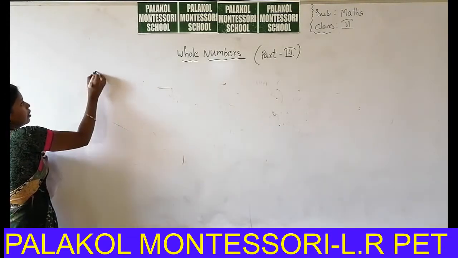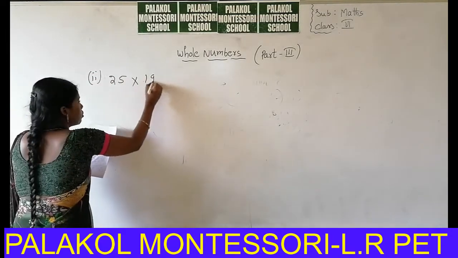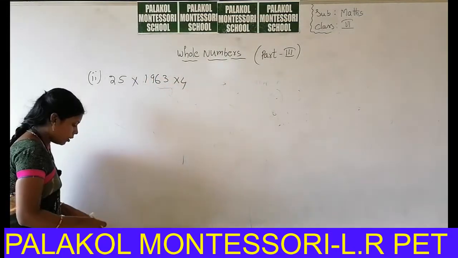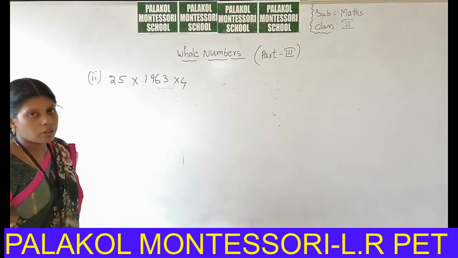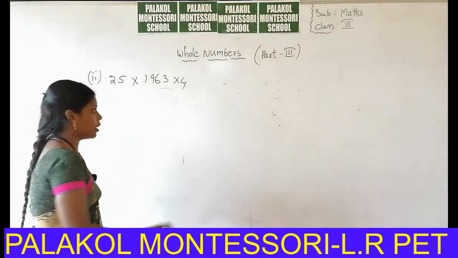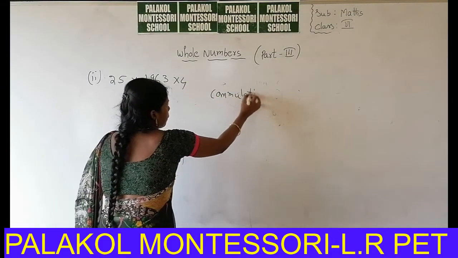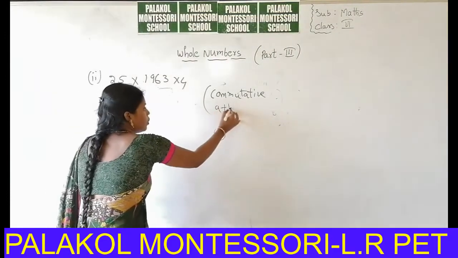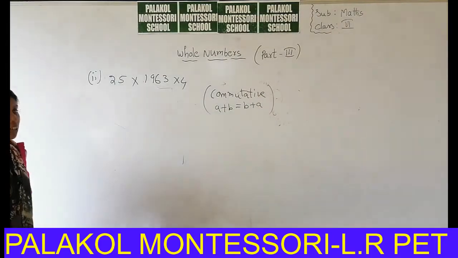The second one: 25 into 1963 into 4. We can multiply these numbers and get the result, but in this case we can use the properties of whole numbers. Again I can use the commutative property. What is the commutative property? A plus B is equal to B plus A.